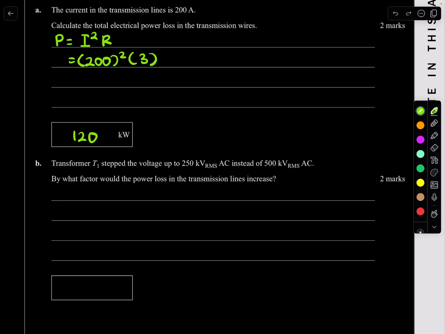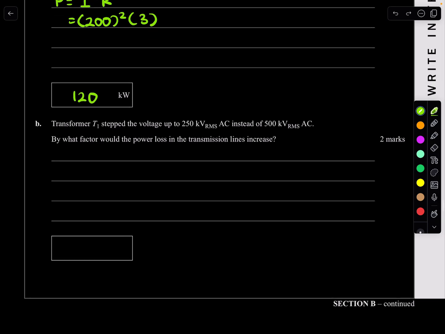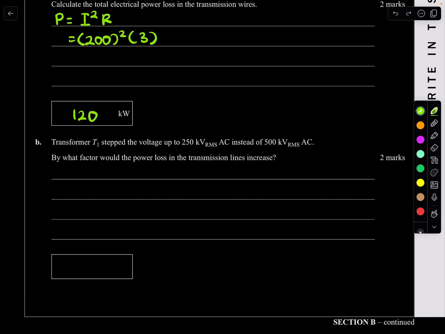By what factor would the power loss in the transmission lines increase? So when we used a current of 200 amps, the power loss was 120. Let me write that nicely. 120 kilowatts of energy that was lost.